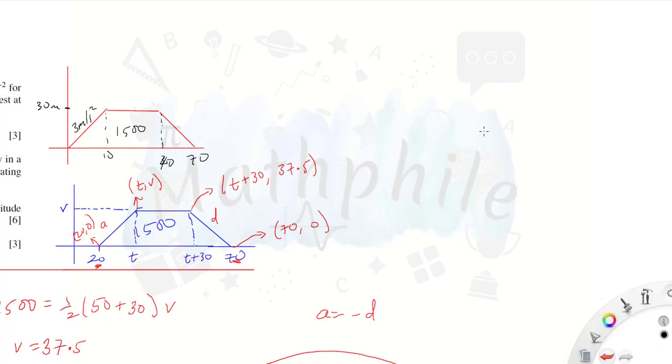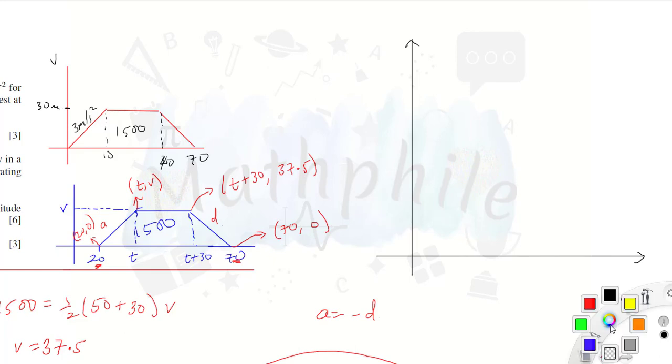Let me change the color. This will be the last question so that you prepare for your pure math class. Okay, moving between graphs. The first aspect, there's a velocity time graph. The first aspect represents constant acceleration. How do you represent constant acceleration on a displacement time graph?